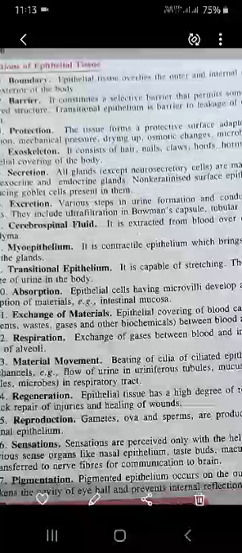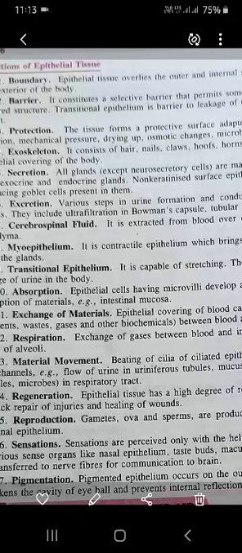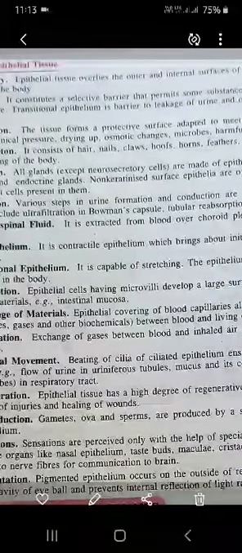Number five, secretions. All glands except neurosecretory cells are made up of epithelial tissue. They include both exocrine and endocrine glands. Non-keratinized surface epithelium are often kept moist by the mucus-producing globular cells present in them. So it acts as secretion material also.